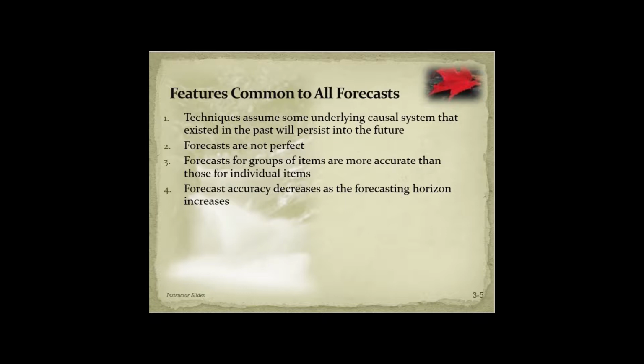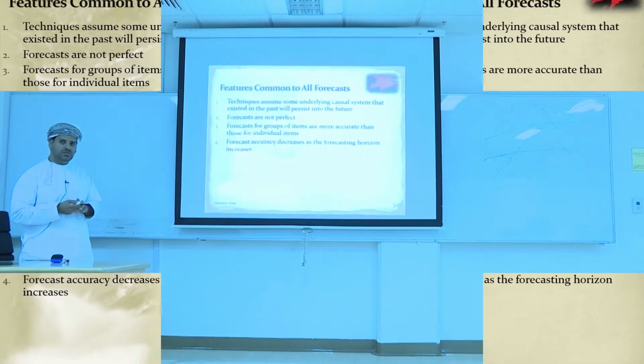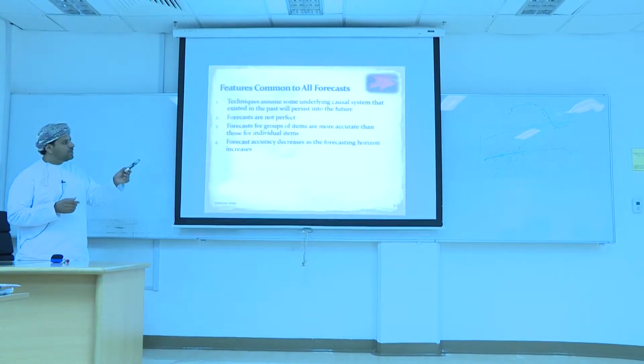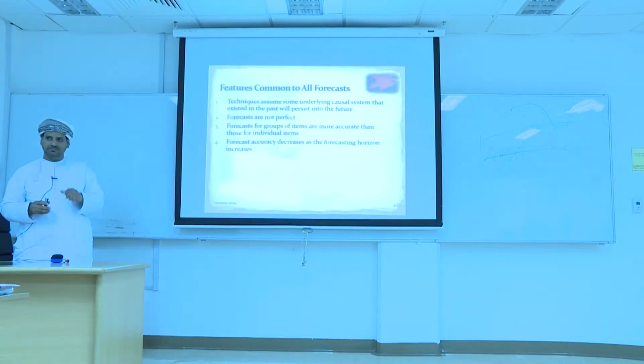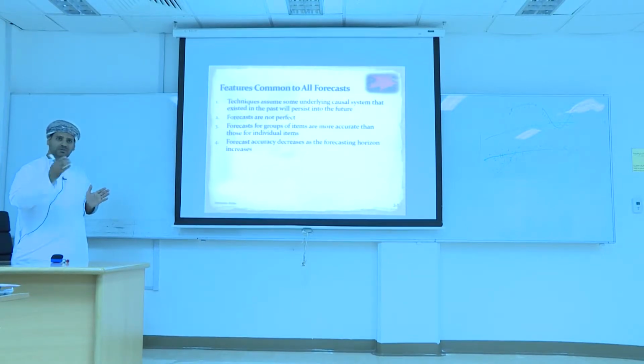There are some features common to all forecasts, and it is important to understand these features so that our expectations can be realistic. Techniques assume some underlying causal system that existed in the past that will persist into the future. We're assuming that if there was a trend, when we make a forecast for the future, most likely there will still be an upward trend. If there was a fluctuation or seasonality in the past data, that seasonality will continue into the future. So what was in the past will continue into the future.